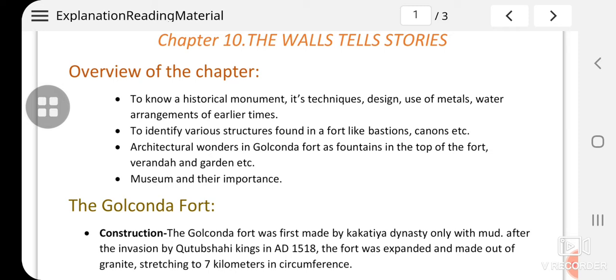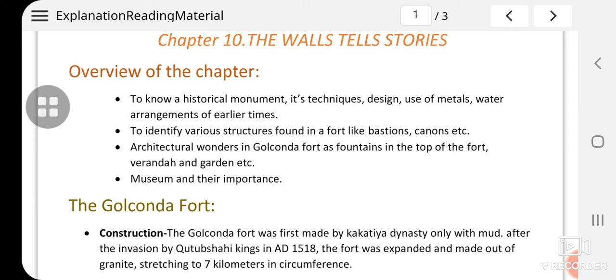Then we have to identify various structures found in a fort like bastions, cannons, etc. These are new words to you, children, and you should identify these things also. What are bastions? What are cannons?